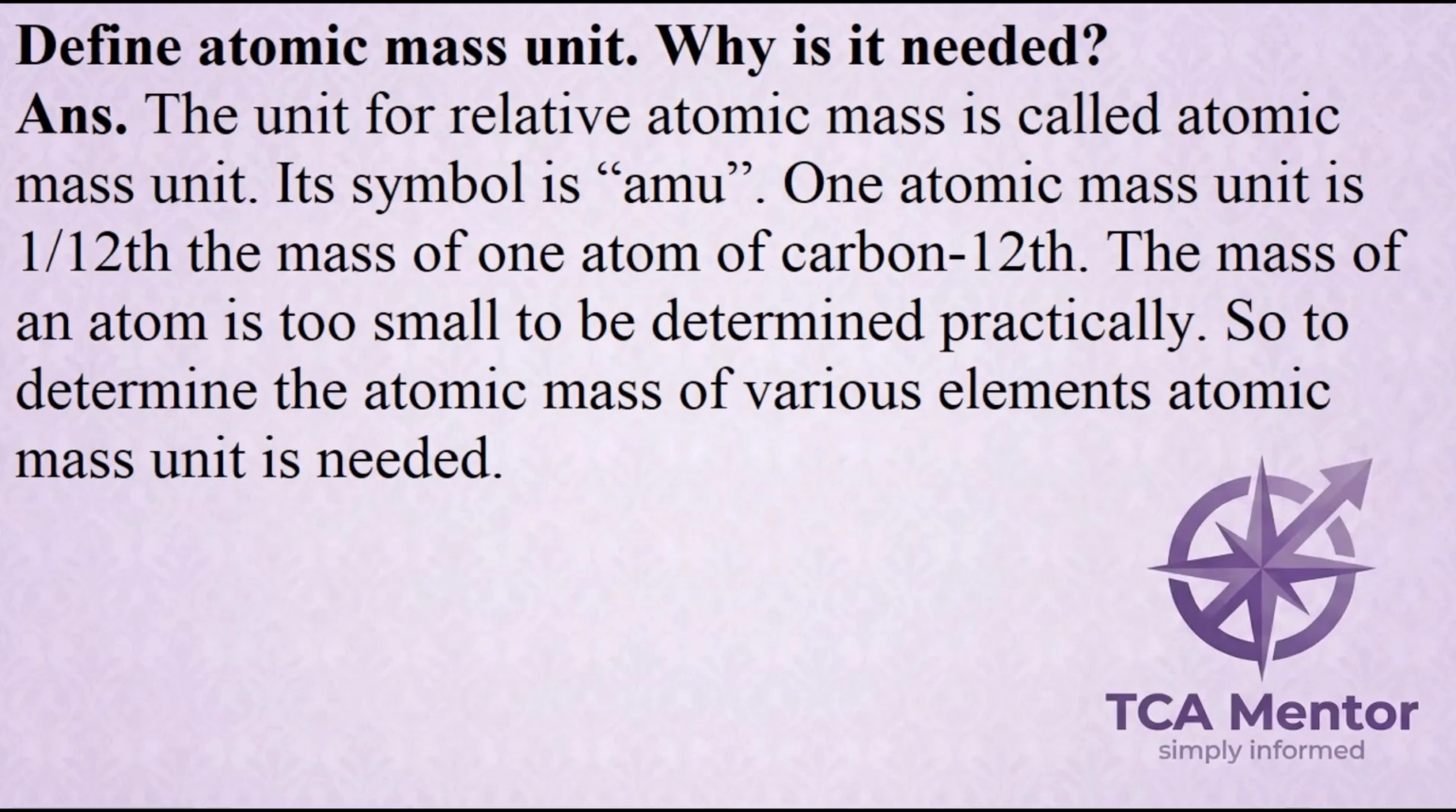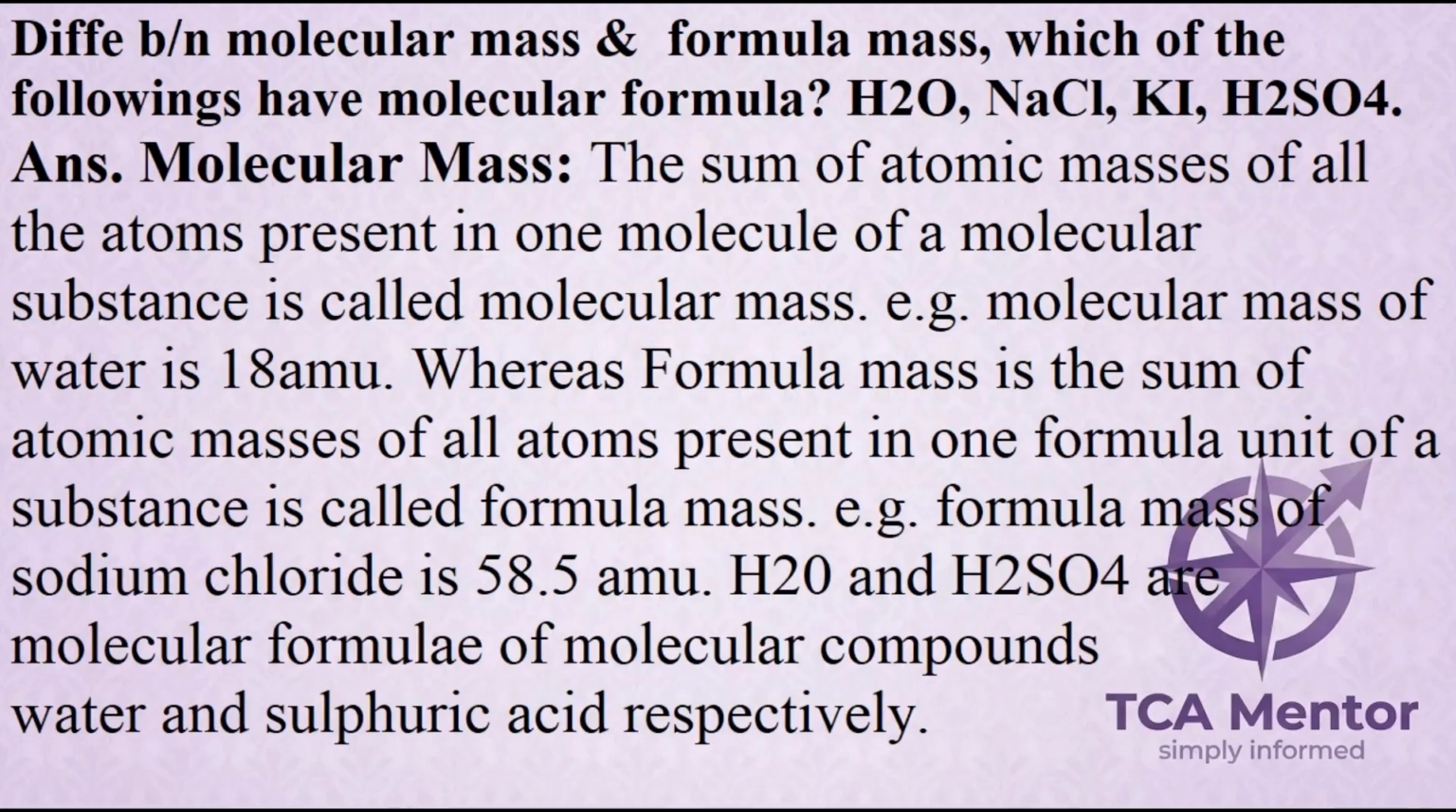Define atomic mass unit. Why is it needed? Answer: The unit for relative atomic mass is called atomic mass unit. Its symbol is AMU. One atomic mass unit is 1/12 the mass of one atom of carbon-12. The mass of an atom is too small to be determined practically. So to determine the atomic mass of various elements, atomic mass unit is needed.